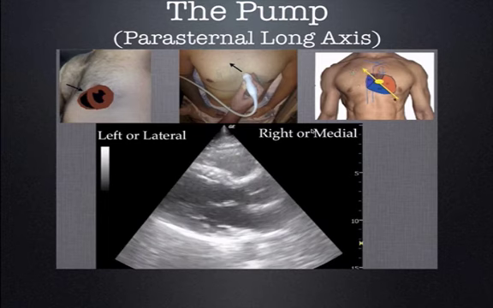So this would be a surface map of what it would look like. You would be scanning basically along the septum with that probe indicator again pointing towards the patient's right shoulder. You can see from this angle you get a little bit of the right ventricle, and mostly the left ventricle is what you'll be looking through.